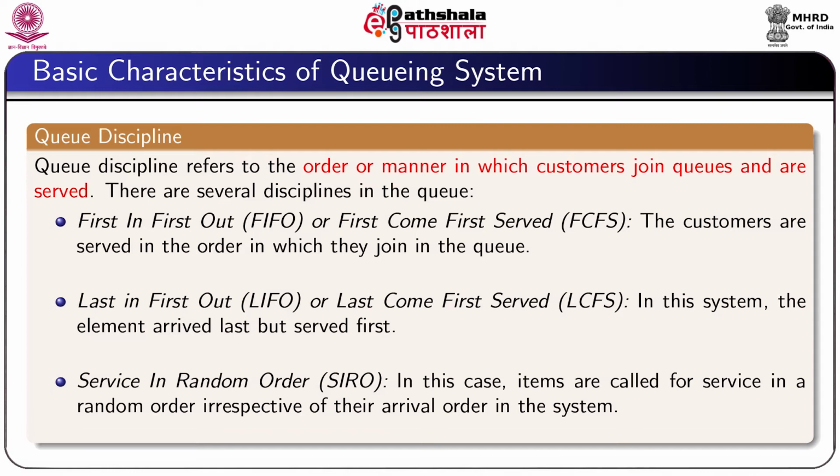Service in random order or SIRO. In this case, items are called for service in a random order irrespective of their arrival order in the system. For example, in government offices, applications for various favors are picked up randomly for processing.